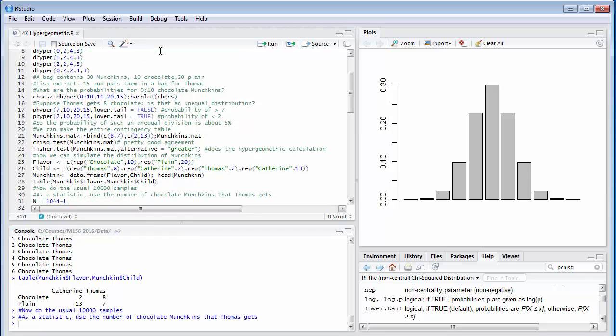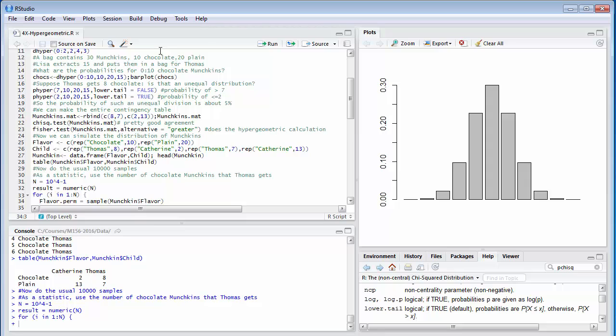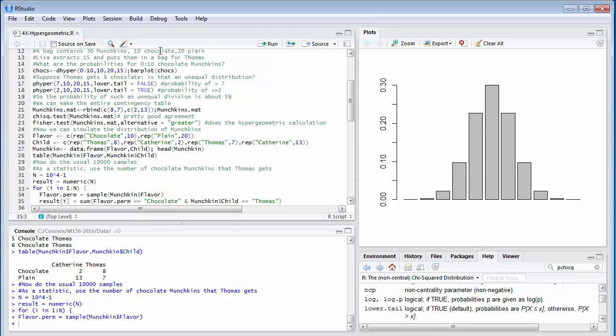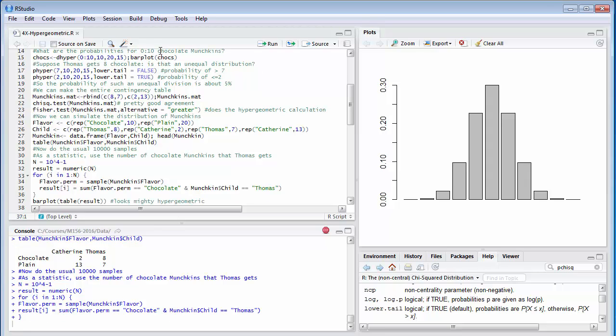10,000 times we will permute the child table, thereby dividing these chocolate munchkins 10,000 different times between the two kids, and each time we will permute the flavor column, thereby giving a different assortment of chocolate and plain to each kid, and figure out the result, which is the probability that the permuted one comes out to be chocolate and the child is Thomas.